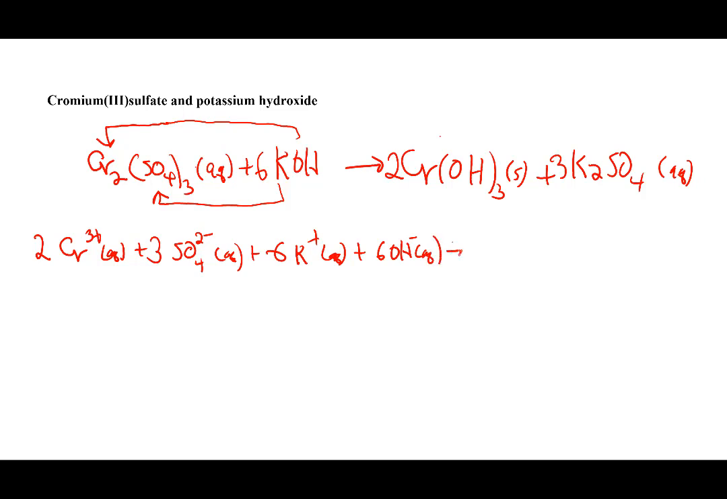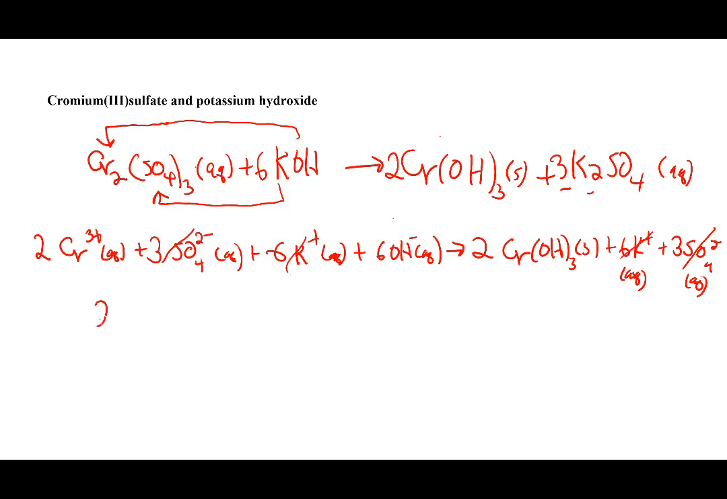I'm going to run out of room. Goes to make 2 Cr(OH)3. That's written together because it's a solid. Plus 3 potassiums and 6 potassiums, because there's 3 of those which have 2 H. 6 potassiums and 3 sulfates. So that's aqueous. That's aqueous. So the spectator ions will be the sulfates and the potassiums.